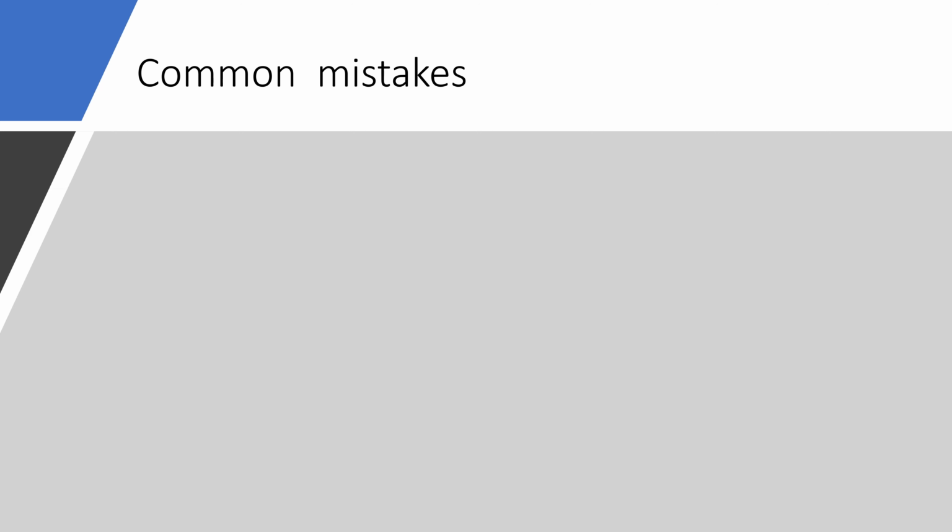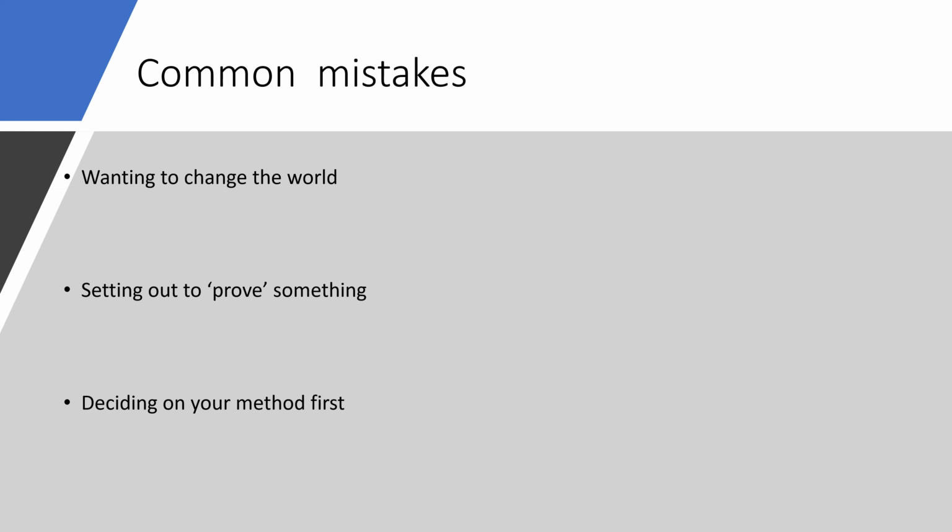Some other common mistakes that people make are wanting to change the world when thinking of the research topic, setting out to prove something, and deciding on your methods first. I think some of these points we've already discussed, but let's look at them one by one. When you want to change the world, you need to remember that it is a difficult task and you're unlikely to do it. In order to find ways to change the world, you might set up a project which is too ambitious for yourself, and you may not be able to complete it within the time frame, within the boundaries of your role in your PhD or in the program that you are doing.